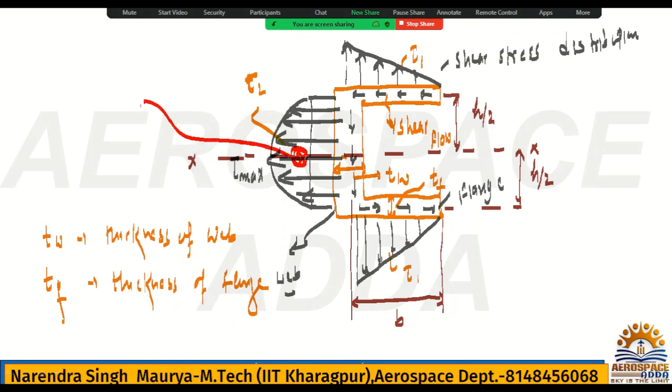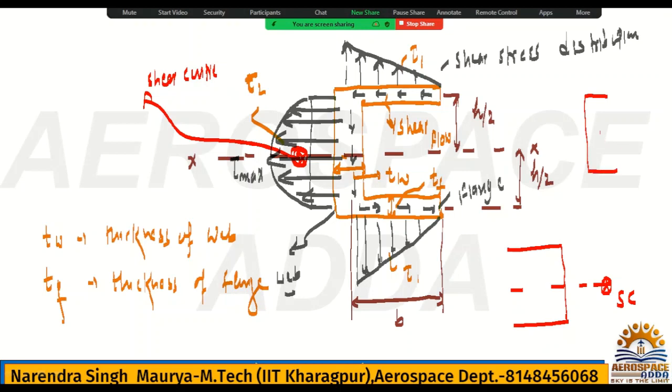That I told you, the shear center definition is also the centroid of the shear flow. Obviously you may have shear stress distribution here also, so the shear center will lie on this side. If the C section is like this, the shear center will be here. If this is the C channel like this, this will be the shear center. In that way you can understand, okay?